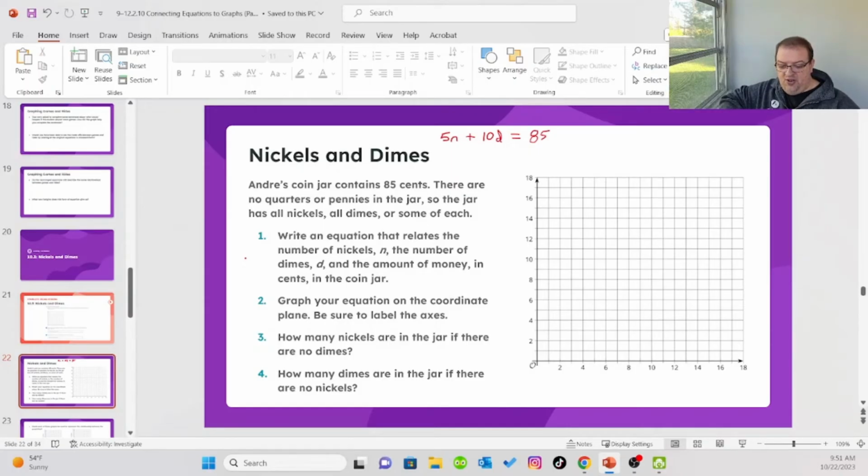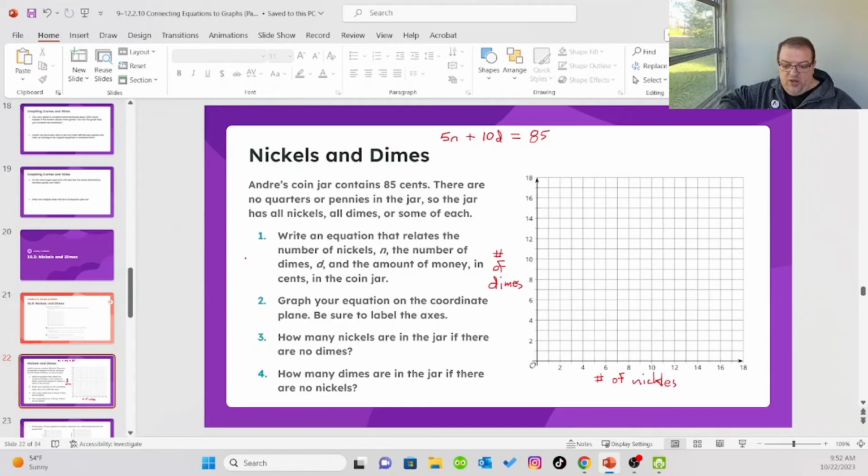Now they want us to graph our equation on the coordinate plane and include axis labels. So we could say that nickels are on the bottom, so that's number of nickels, and we could say that on the y-axis, we have number of dimes.